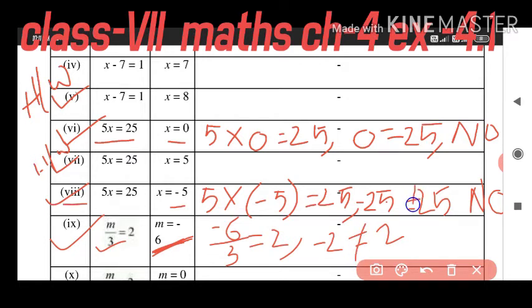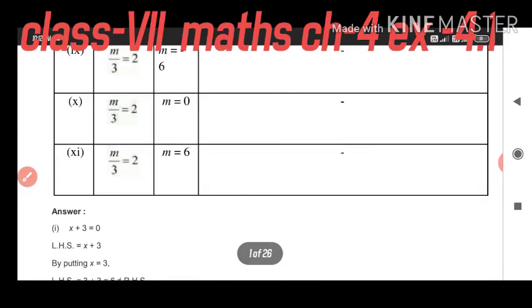So here also you will write the not equal sign. So this will also be no. It does not satisfy. Here also you have to give not equal. This symbol is called what? The not equal symbol. This is the symbol of not equal. Now come to question 10. What is given here?